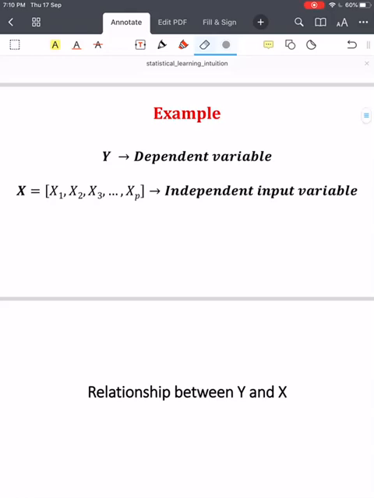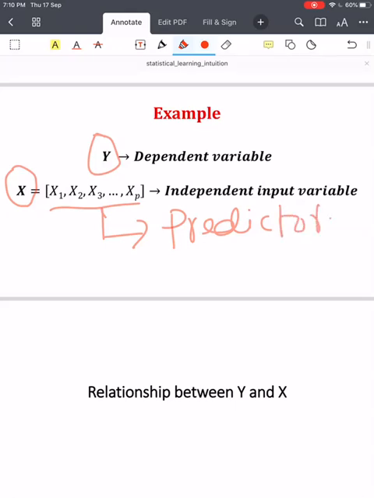Now let's take an example. Suppose we are observing a response variable y, which is a dependent variable that can be a qualitative or quantitative measurable variable. We assume that it depends on an independent input variable x, which can be decomposed into p predictors: x1, x2, x3 up to xp. So this is basically a vector. These p input variables are also called the predictors, and they help us to predict our dependent variable y. These predictors can also be called features, and these features will help us to predict y.